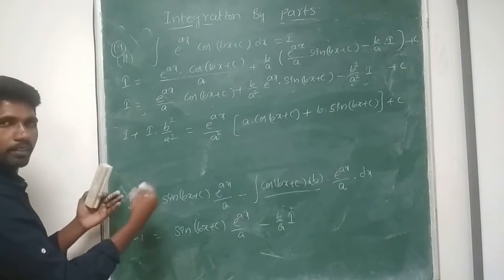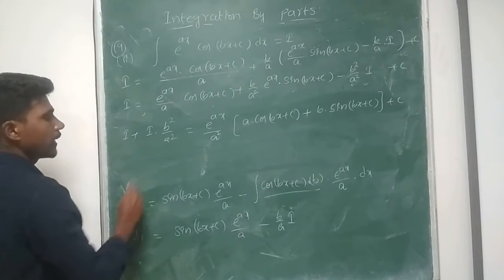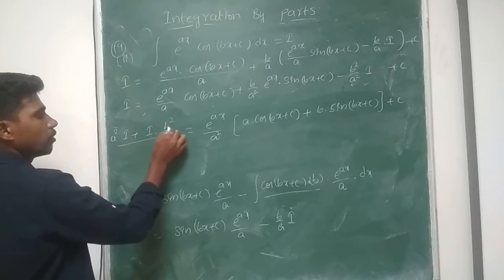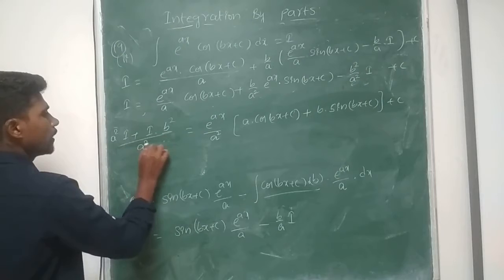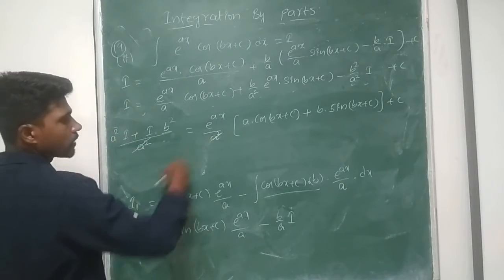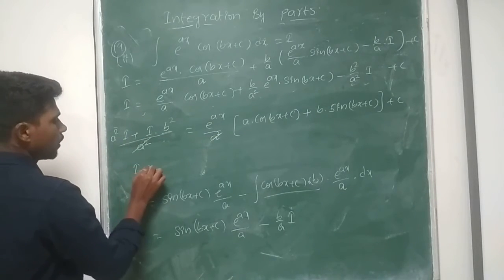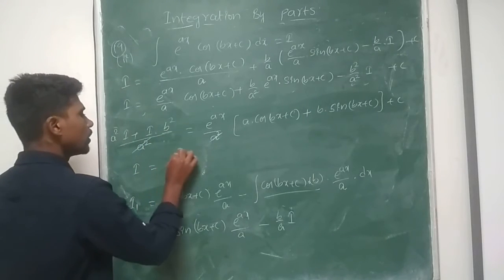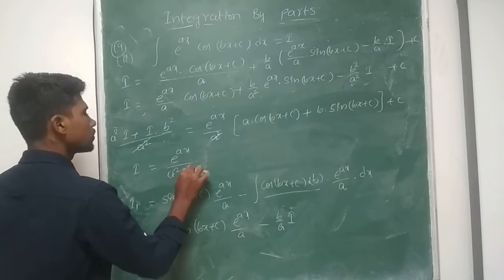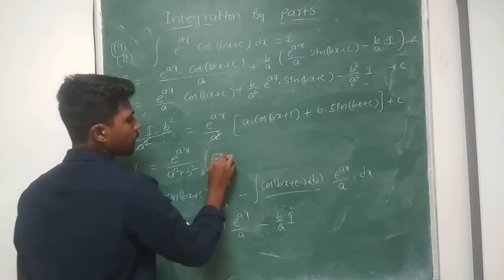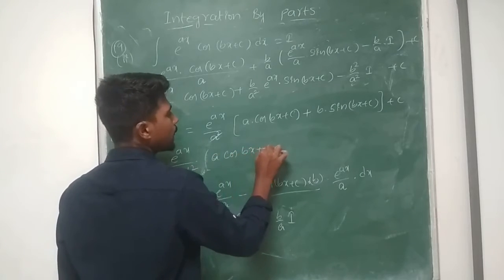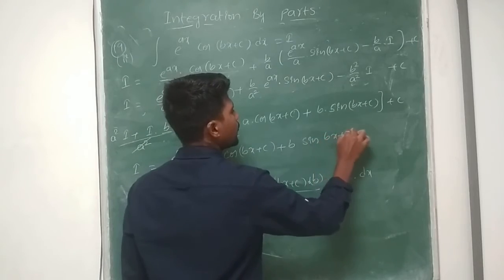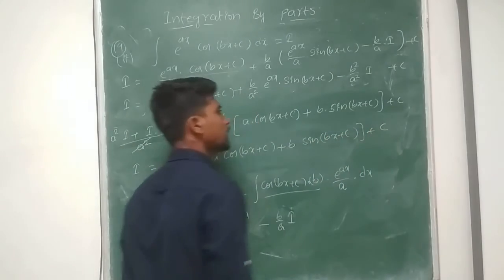On the left side, let me simplify in this step. If I take a square LCM, I get a square into I plus I into b square, whole divided by a square. The denominator a square and a square get cancelled. If I take I common, I into a square plus b square, transferring to the right side, I get I is equal to e power ax by a square plus b square into a cos(bx plus c) plus b sin(bx plus c), plus a constant c.